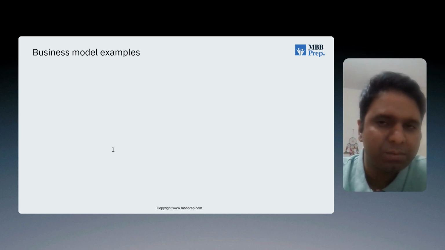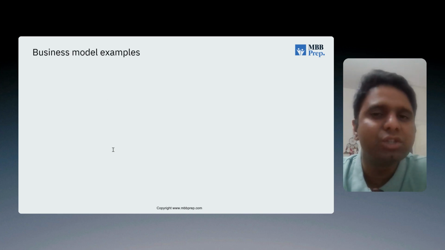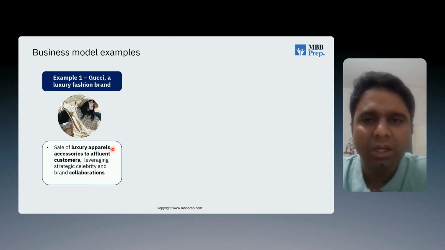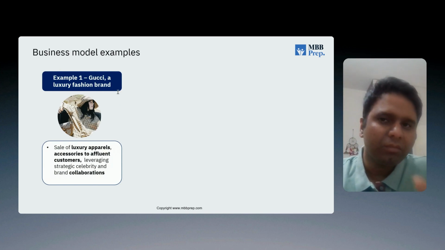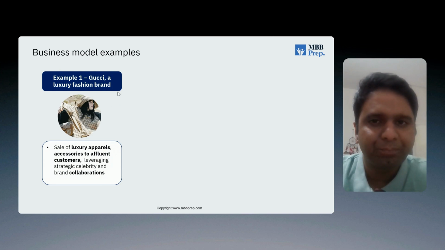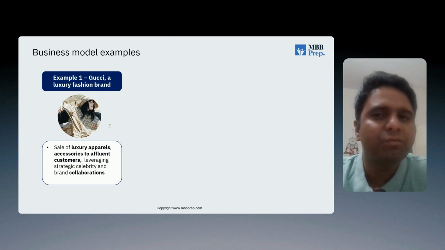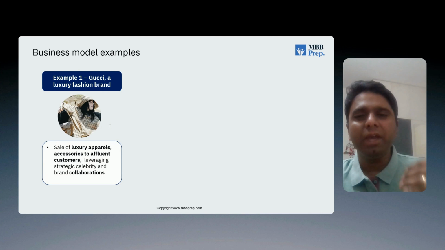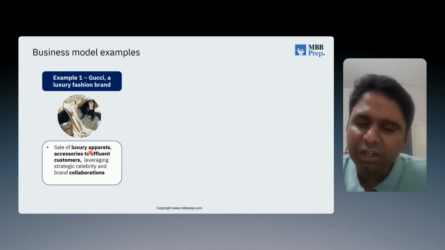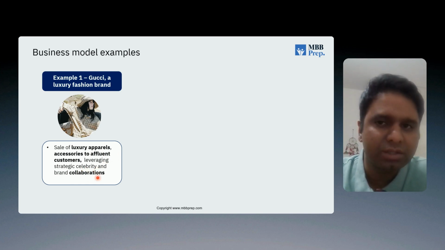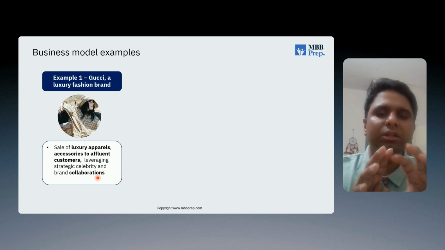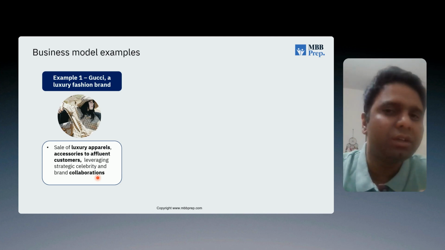As I said, it's primarily about how does the client make money for commercially oriented companies, right? So let's look at the first example, Gucci. Now, Gucci is a luxury fashion brand. Their value proposition is high-end luxury products for affluent customers. So they make money through sales of luxury apparels and accessories to affluent customers. And they do this by leveraging strategic celebrity and brand collaborations in order to create the required buzz and exclusivity, right?